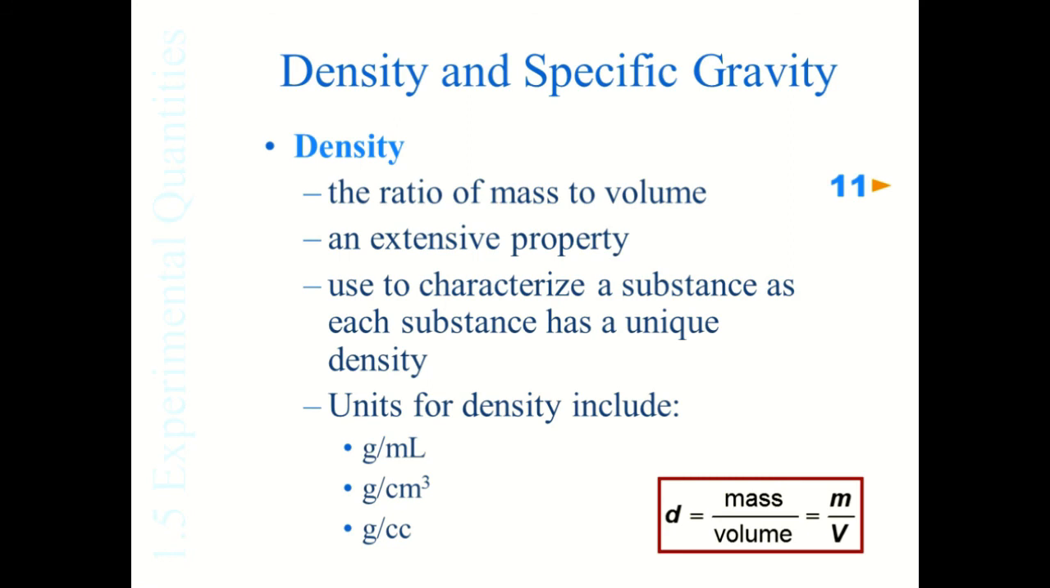Density is not an extensive property, but mass and volume are extensive properties. Okay? Density would be an intensive property because it doesn't matter how much of it you have, the density would not change. We use it to characterize a substance as each substance has a unique density. So if you determine the density of something, you could actually find out what that thing is if you did a really good job of determining the density. Because it's like a fingerprint almost. Everything has a unique density. So if I know exactly what the density of that thing is, I can use it to characterize.